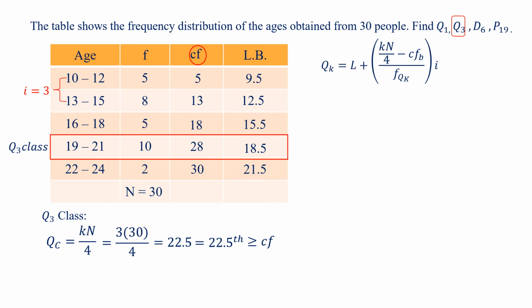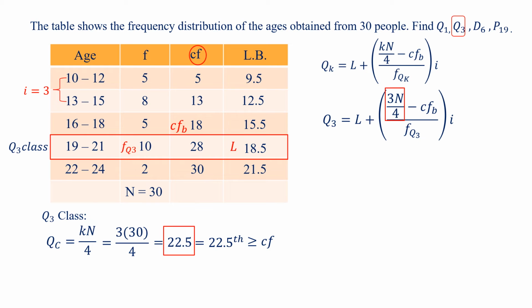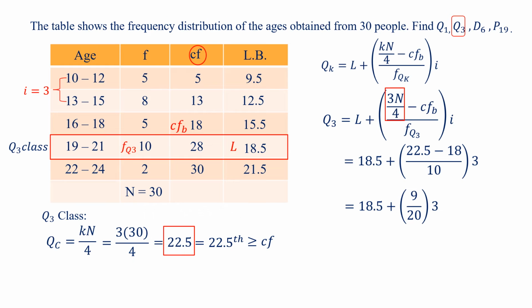And from your Q3 class, we are going to determine the L and the CFB and the frequency of your Q3 class, which is equal to 10, and then 3n over 4 is equal to 22.5. Substituting all the values, we get 18.5 plus 22.5 minus 18 over 10 times 3. Simplifying further, we get 18.5 plus 9 over 20 times 3. And then we get 18.5 plus 1.35.